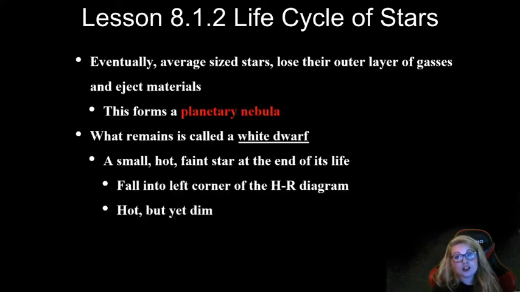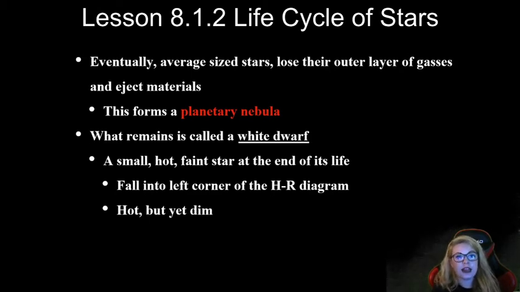Okay. Eventually, average-sized stars lose their outer layer of gases and begin to eject materials. And so as they eject materials, this forms what's called a planetary nebula. Okay? And what remains after this is called a white dwarf. If you go back to that HR diagram, you'll actually see a little section there towards the bottom of the graph where it says white dwarf. And these are small, hot, faint stars at the end of its life.